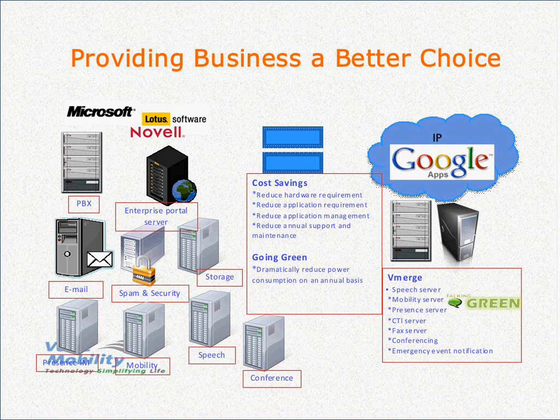So not only is the Google Apps portion in the cloud where there's no infrastructure footprint locally, but even the Vmerge consolidates multiple solutions like a speech server, mobility server, presence, desktop dialing, fax, conferencing. All that becomes one single solution, where with your traditional vendors, whether it's an Avaya, Nortel, Cisco, with a Microsoft, each one of those components would be a separate application, a separate deployment with major costs.